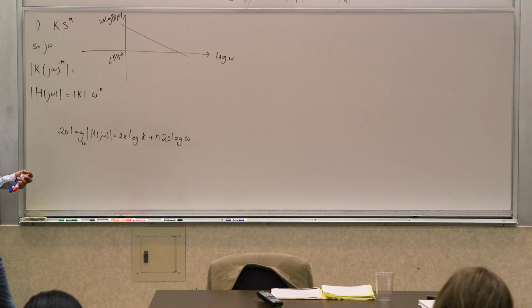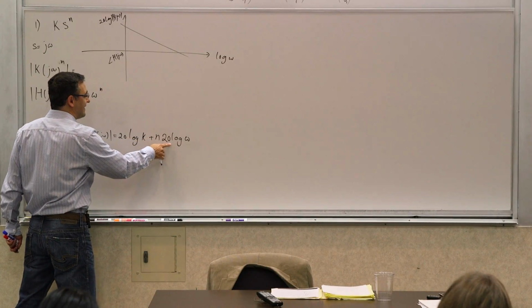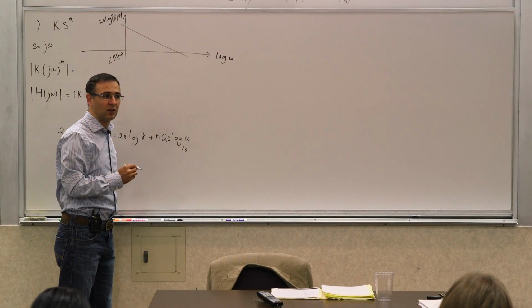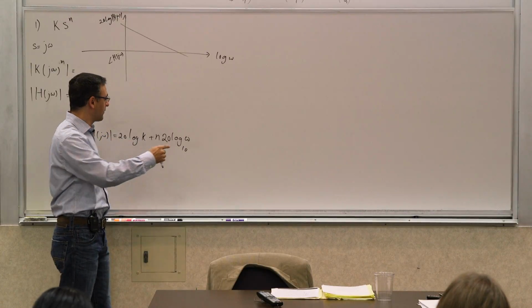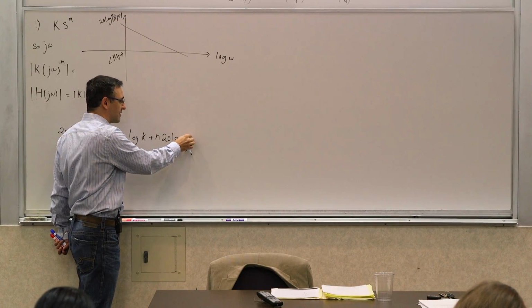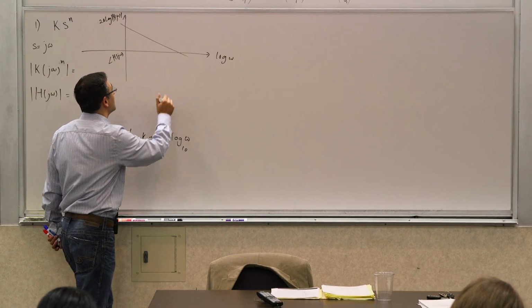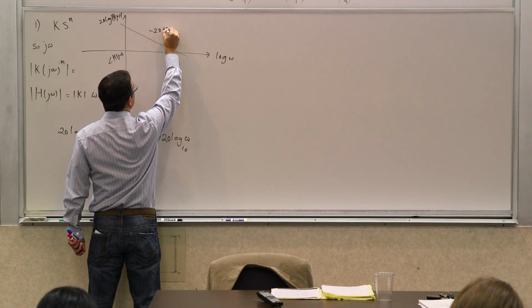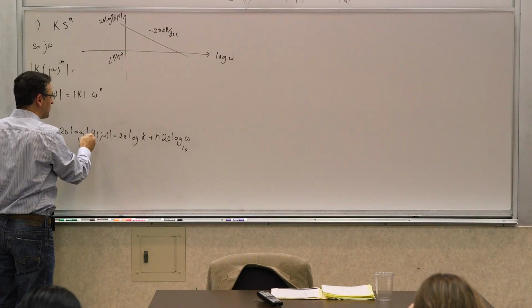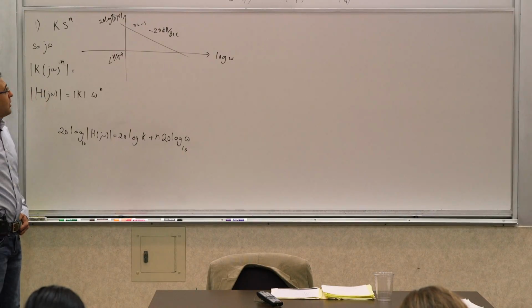So if n is negative 1, it basically drops at what rate? 20 dB per decade, because it's log base 10. Every time you go up a factor of 10, from omega to 10 omega, this log becomes 1, and then you get 20. So the slope is negative 20 dB per decade. This is an important number to remember: for n equals negative 1, you have negative 20 dB per decade.